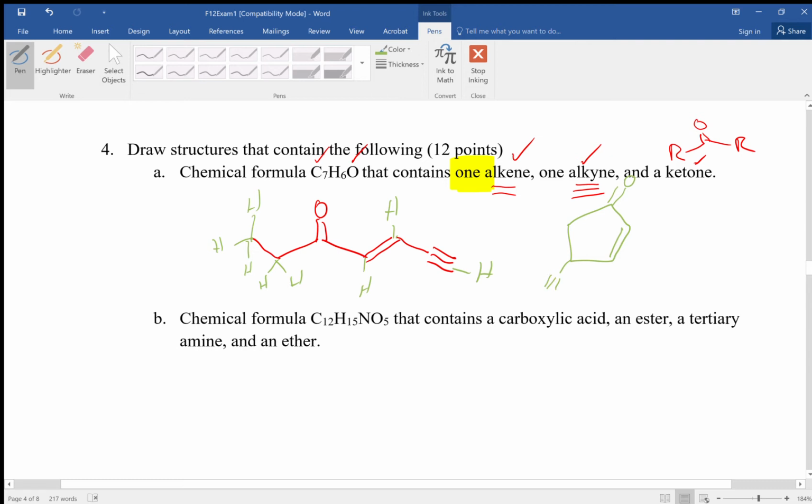Do I still have all 3 of my functional groups? Yes. Do I still have 7 carbons? Yes, 5 in the ring and 2 on the alkyne. Final question, do I have 6 hydrogens now? There's 1 here, 1 here, 1 here, 2 here, and 1 here for a total of 6 hydrogens.